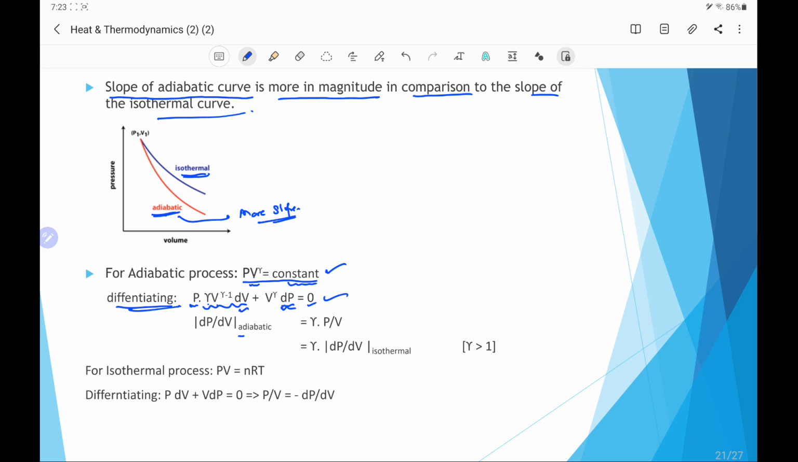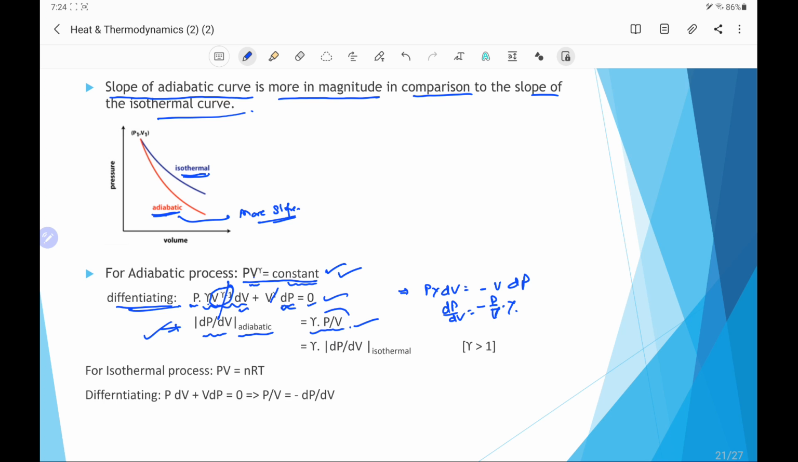So we get the value of dP by dV for the adiabatic process. Because here it is V raised to power gamma and here it is V raised to power gamma minus 1, if we cancel this, we are left with V, and here it is P. So if we bring this term as V^gamma dV equal to minus V dP, or dP by dV equal to minus gamma P by V. If we take the magnitude of dP by dV, it will simply be gamma P by V.